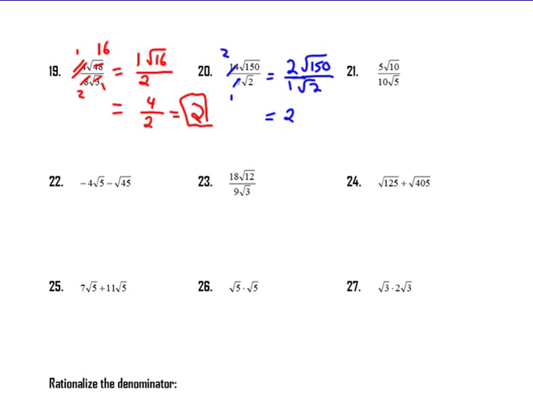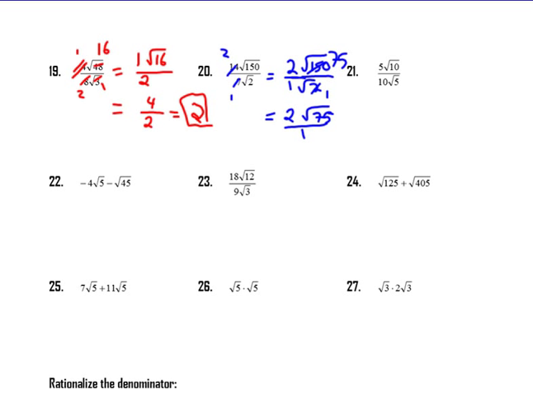So I can do the 150 divided by 2. 2 goes into 2 once and 2 goes into 150 75 times. So underneath this radical, I have a 75. On the bottom, I have 1, and then the square root of 1, so I only have 1 on the bottom. If you want to put that there, then fine, you can do that, and that would be perfectly okay.